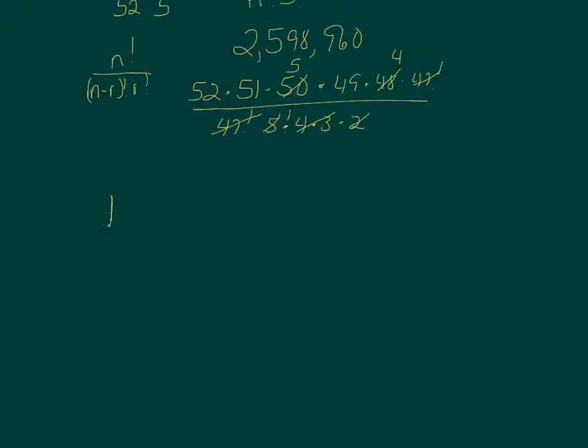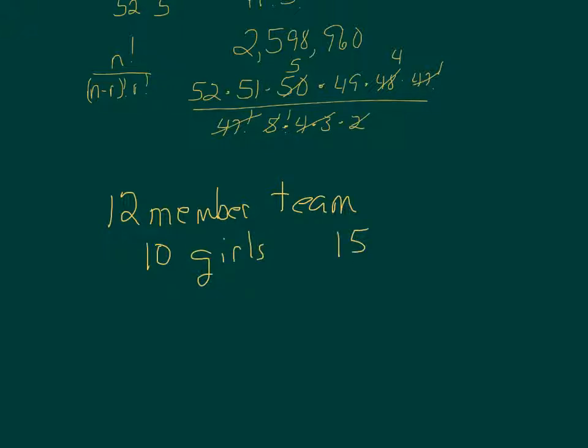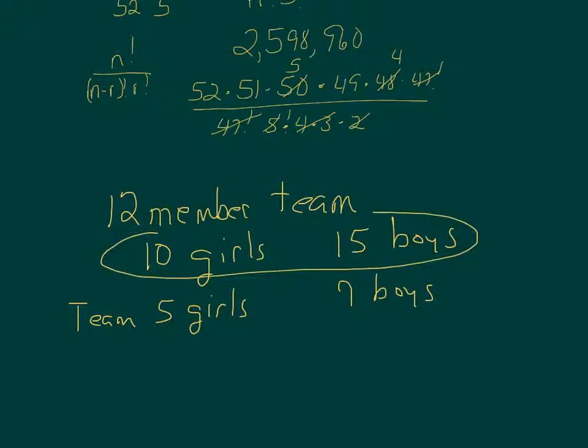We have a 12-member team. We've got 10 girls to choose from and 15 boys to choose from. But the team must have 5 girls and 7 boys. We have to choose 5 of those 10 girls and 7 of those 15 boys.